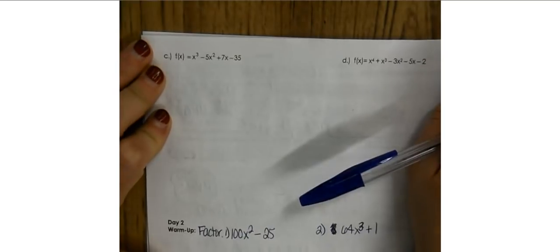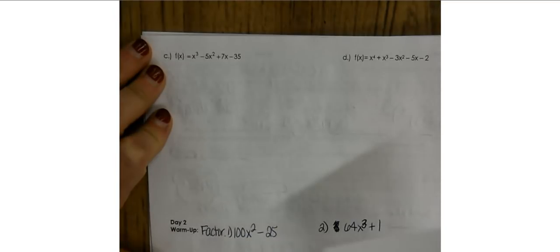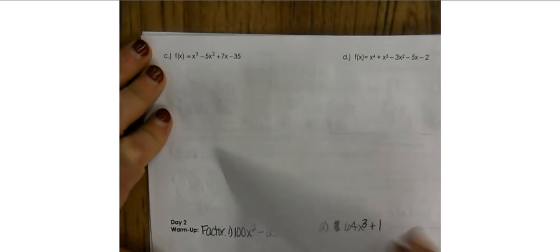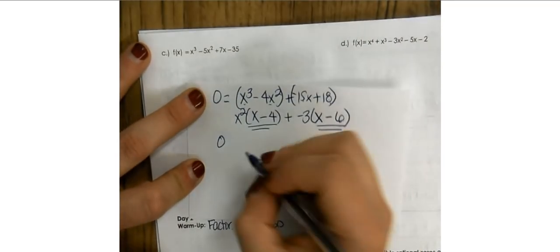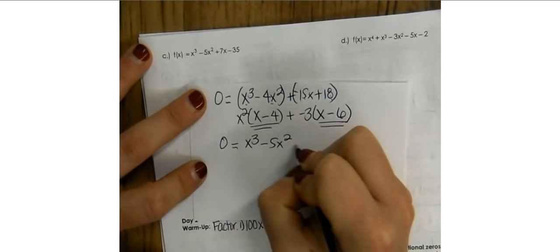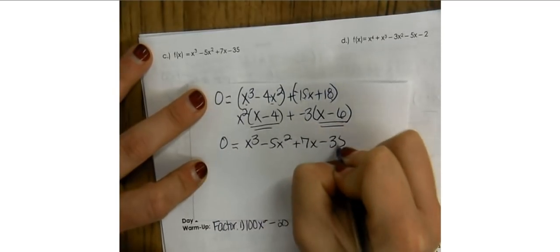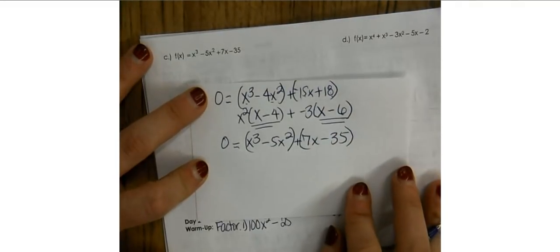Here's example number 3. For example number 3, we have x cubed minus 5x squared plus 7x minus 35. So what I'm going to do is I'm going to write this down because it has 4 terms, and I'm going to see if I can factor it by grouping. So I have x cubed minus 5x squared plus 7x minus 35. I'm going to put parentheses around the first 2 terms and parentheses around the last 2 terms.